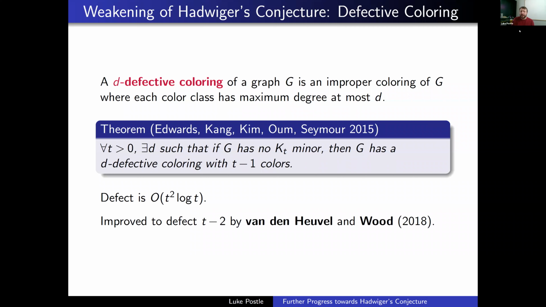And I'll just mention that Van den Heuvel and Wood, just in 2018, improved this to the best possible of t minus 2. So I thought those were very nice. So again, showing people are really thinking about this. Hadwiger's seems hard, so let's weaken it. Let's show that it's in spirit true in other ways.